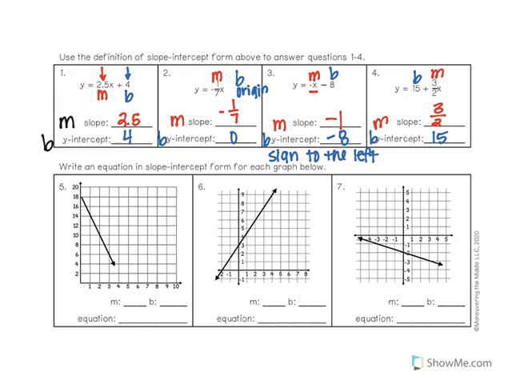We're going to write the slope-intercept form of each graph below. So I can see on this first one that my y-intercept is the easiest place to start, and my y-intercept is my b. So when my x is 0, my y value is what my b is. So x is 0, my y is my b. So my y-intercept is 18.